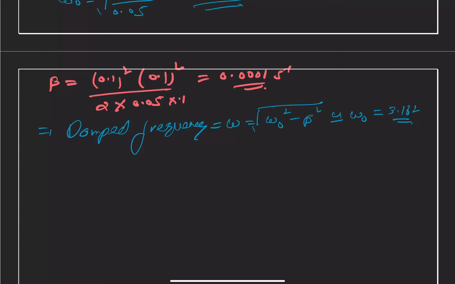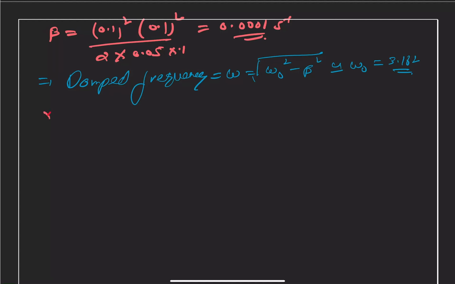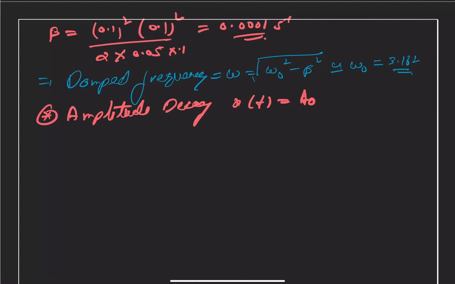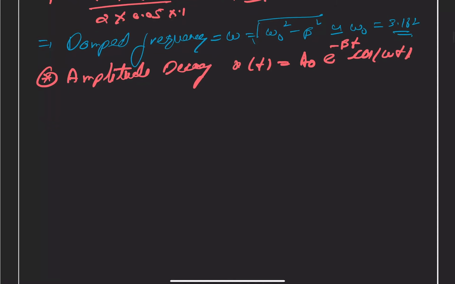Now it is given that the amplitude will be decaying, so we can write the equation for the amplitude decay. And it can be written as x of t is equal to a naught e raised to power minus beta t, and we have cos of omega t. And the amplitude, you can say our a of t will be equal to a naught e raised to power minus beta t.